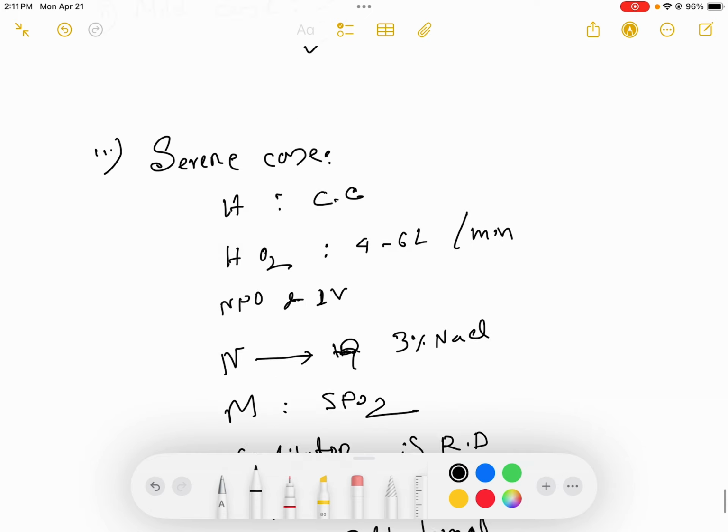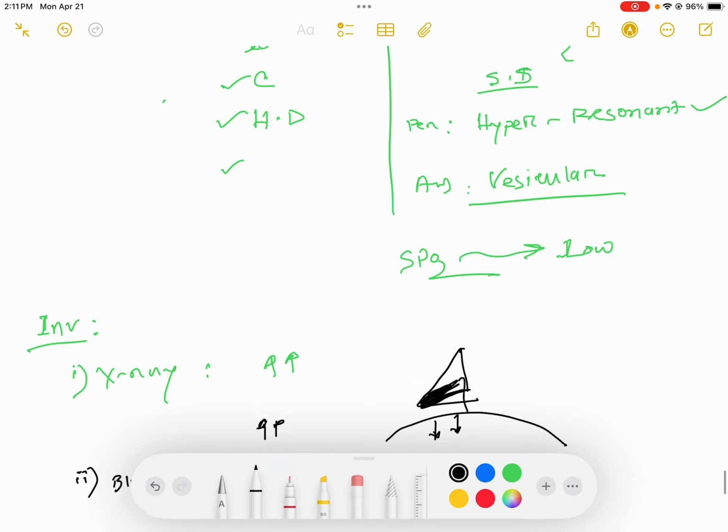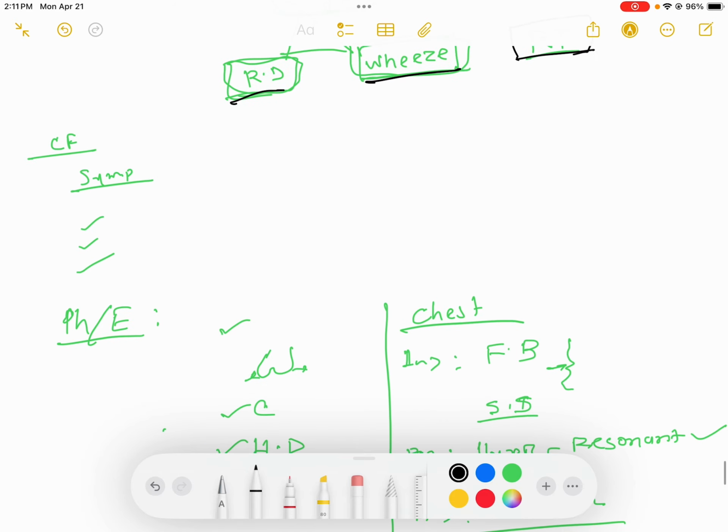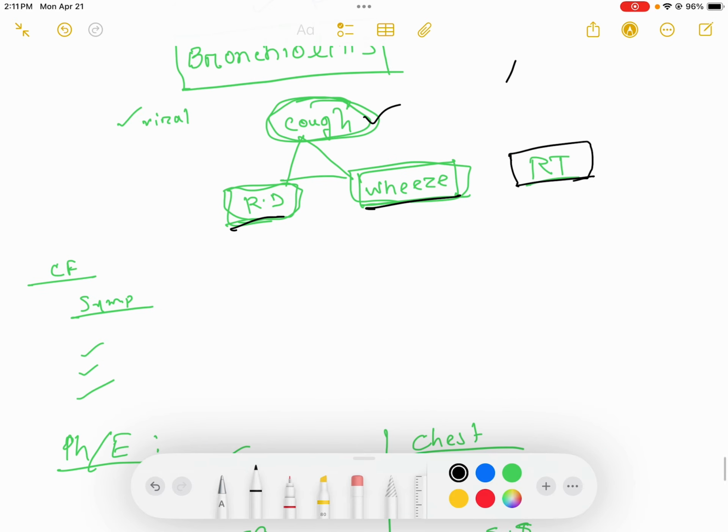Acute bronchiolitis. It is an acute viral infection of the bronchioles and is characterized by cough, respiratory distress and wheeze that start following an episode of upper respiratory catarrh. Clinical features of bronchiolitis: sudden onset of cough, respiratory distress and wheeze.